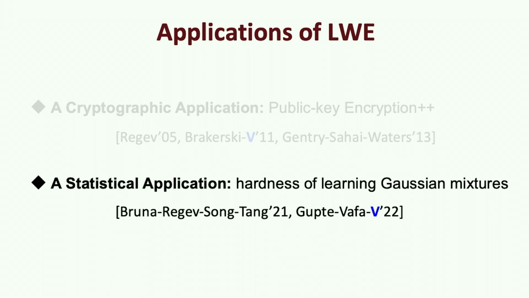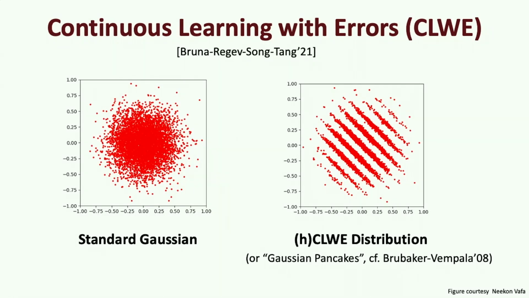All right, so let me move on to the second application, which is the hardness of learning Gaussian mixtures. This is work that originally was done by Bruna, Regev, Song, and Tang, and we improved this with Aparna, who's here, and Nikon Rafa. All right, so this is what I showed you in the party trick in the very first slide. Two distributions, right? The Gaussian on the left, and the Gaussian pancake distribution on the right.